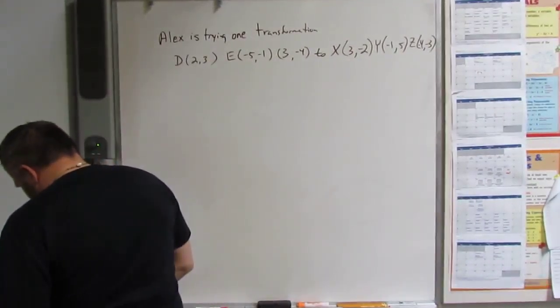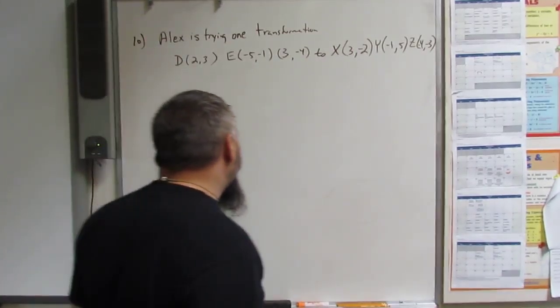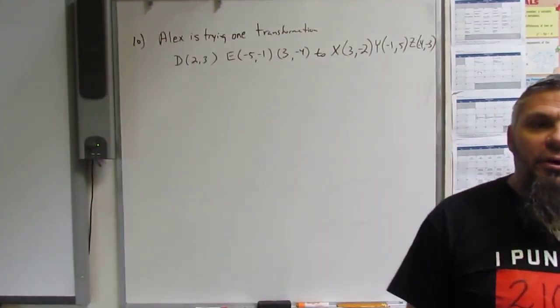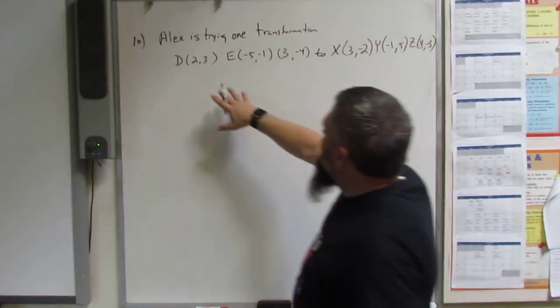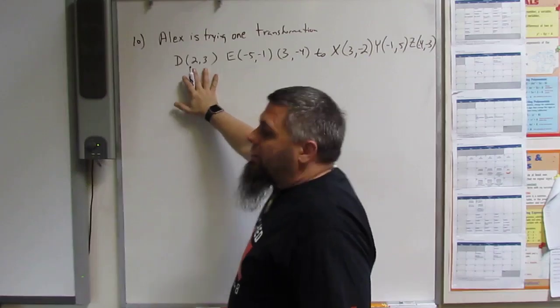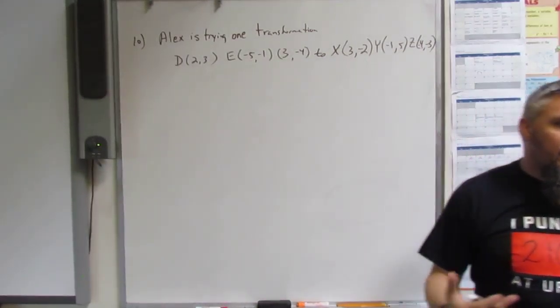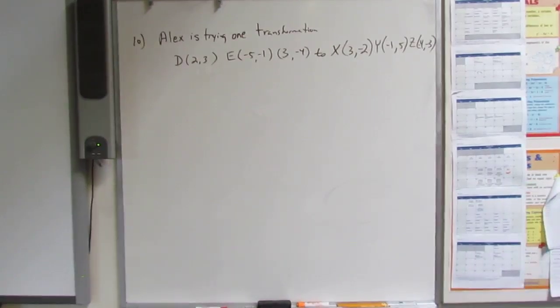Problem number 10 on the midterm geometry. All right, how am I going from 2 and 3 to 3 and negative 2? What happened here? Did I add something? Did I flip them? Right?